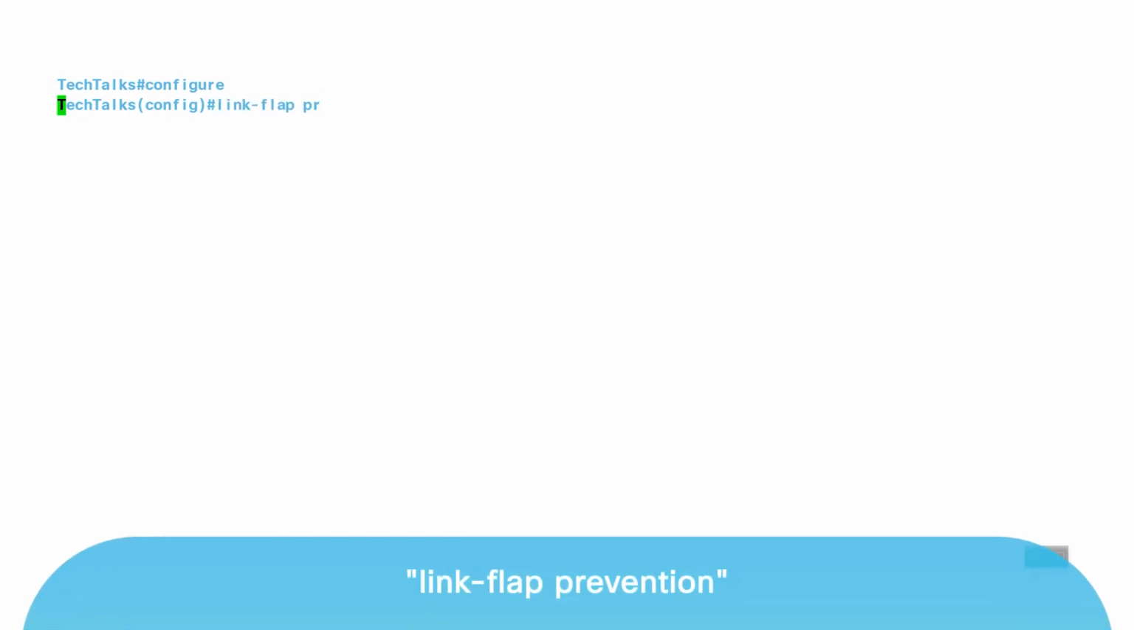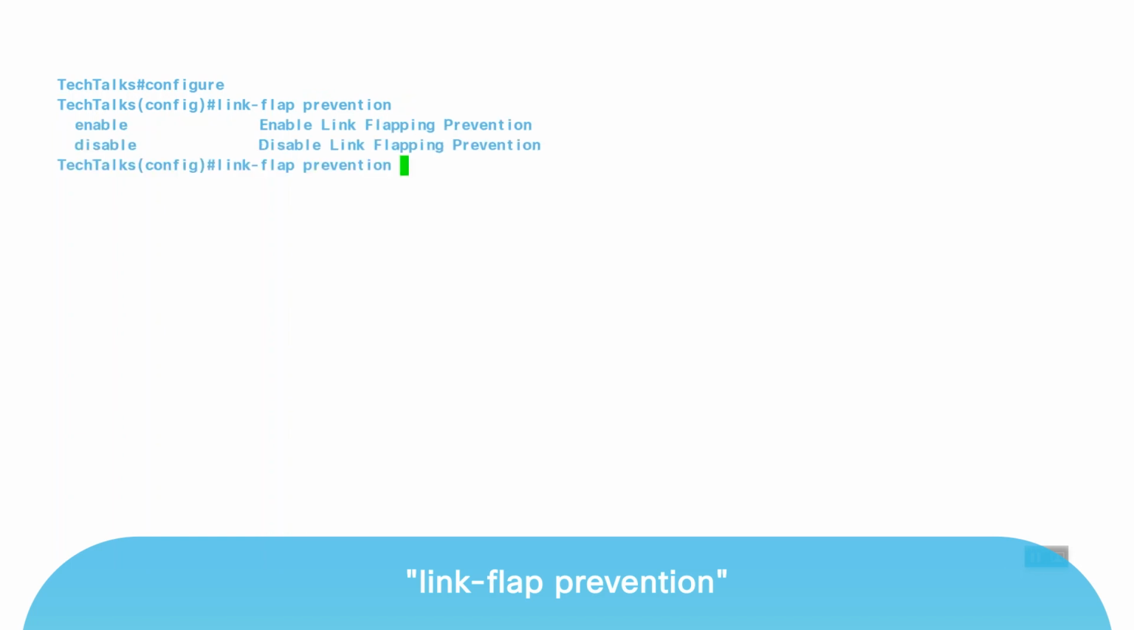To get started, enter the command configure to go from privileged exec to global configuration mode. From here, you can either enable or disable the link flap prevention mechanism. Enter the command link flap prevention and press enter. You'll see the two options to either enable or disable this feature. By default, the link flap prevention mechanism is enabled.